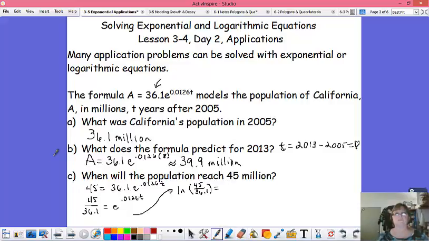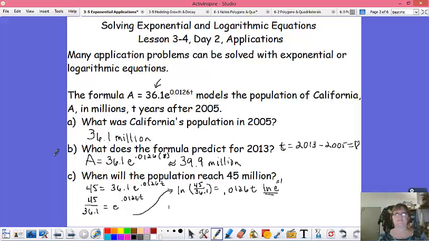Applying the power rule brings the exponent down in front, so 0.0126 t times the natural log of e. And then I think to myself, well, one of those strange log identities was the fact that the natural log of e is equal to 1. So really, this is saying that if I take the natural log of 45 divided by 36.1 and then divide it by 0.0126, I'll have the amount of time required.